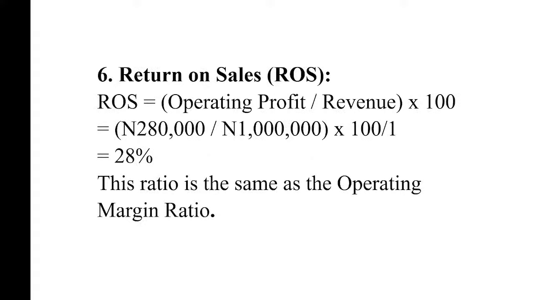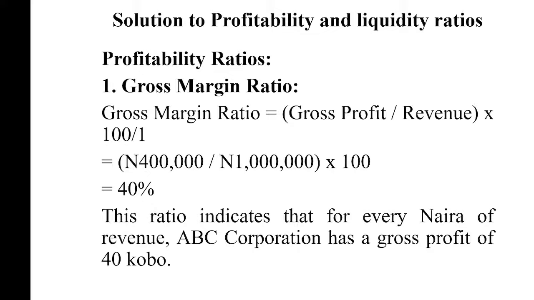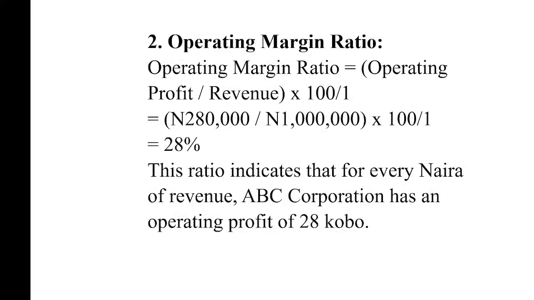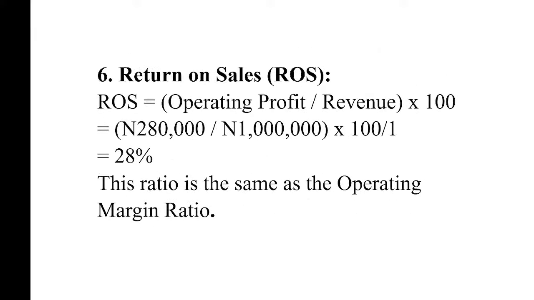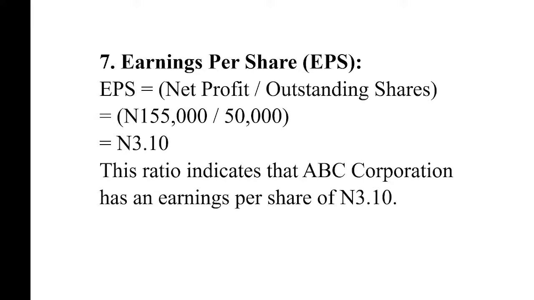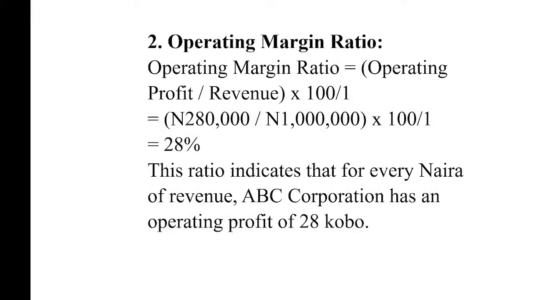Return on sales, ROS, is equal to operating profit over revenue times 100. Operating profit is 280,000 and sales is 1 million, times 100 over 1. Now we calculated this ratio before when we were calculating operating margin ratio. So it's still the same as what we calculated. Look at the operating margin ratio, you see operating profit over revenue.